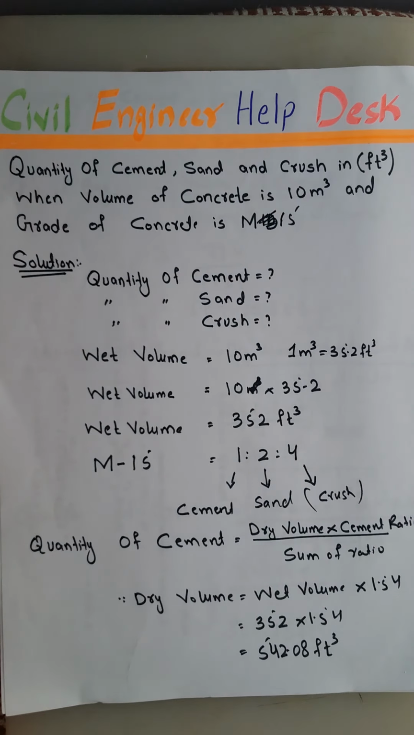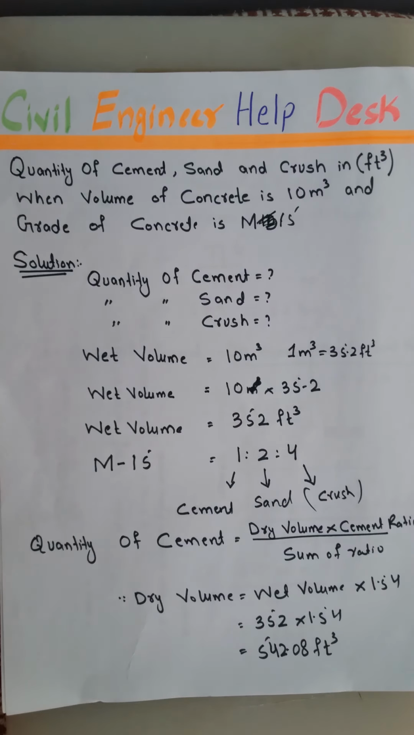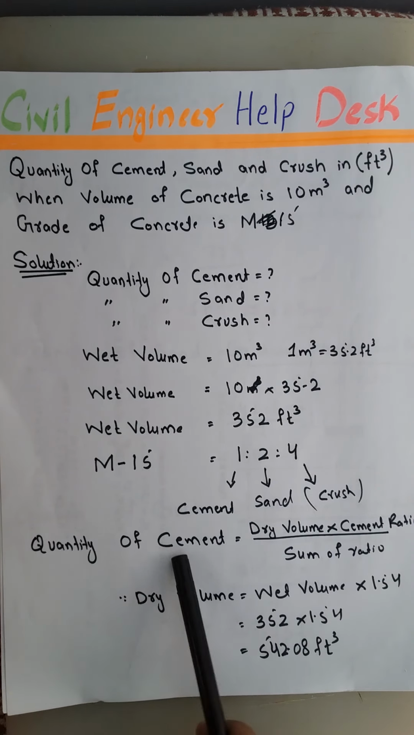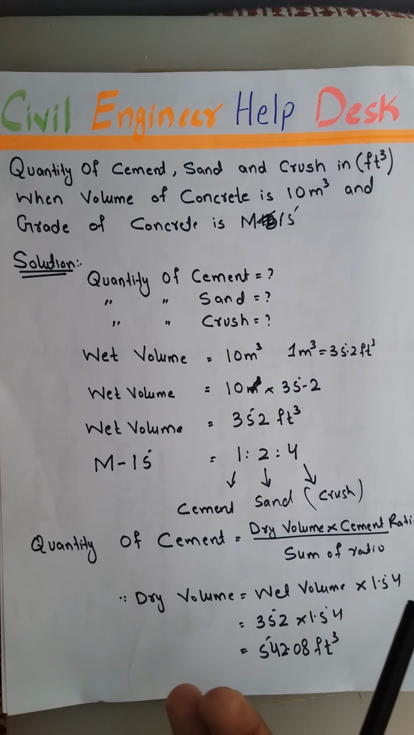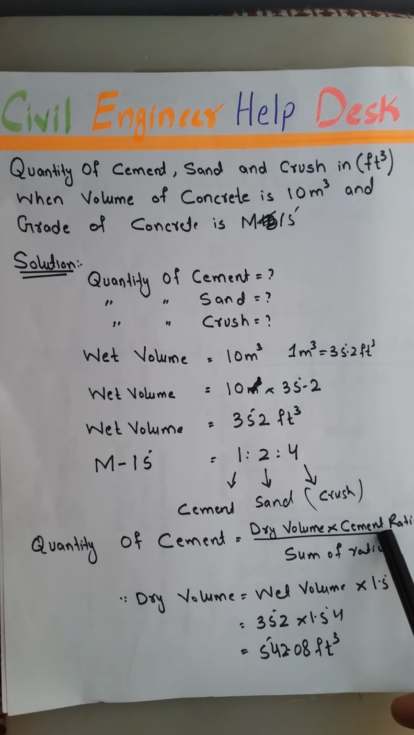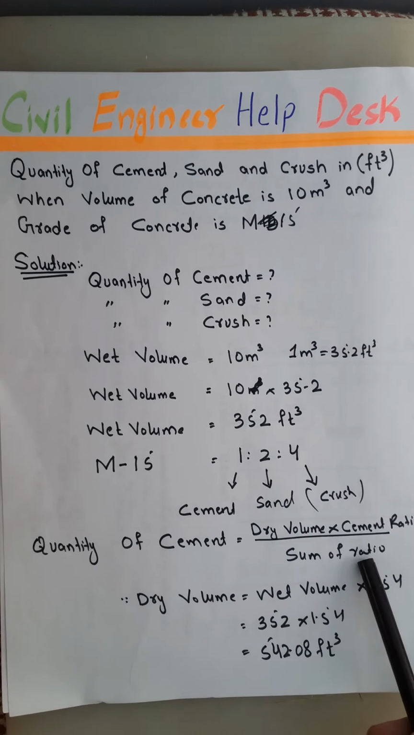Now comes to the point. First of all, we will find the quantity of cement. We know the formula: quantity of cement is equal to dry volume multiplied by cement ratio divided by sum of ratio. The formula will remain the same as we used in the last problem, whether for cubic feet or cubic meter.